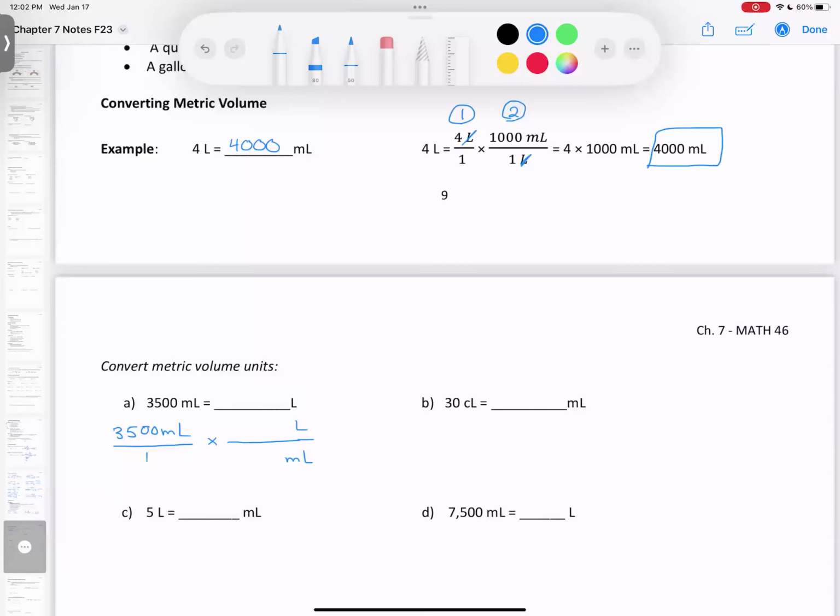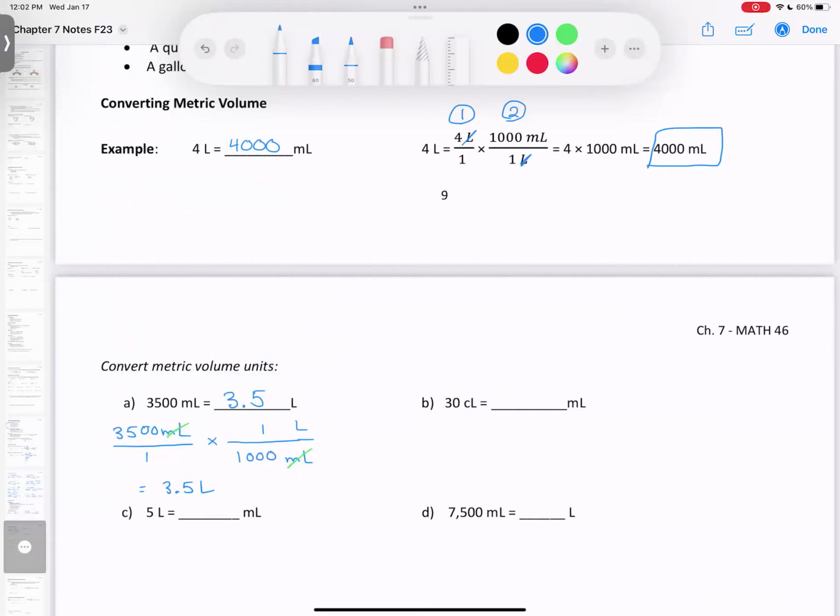And so if I look at the conversion factors page, this time we're looking under volume, and you'll see 1,000 milliliters equals 1 liter. So we've got 1 liter for every 1,000 milliliters. Our milliliters are going to cancel here. And so our answer then is going to be 3,500 divided by 1,000. And feel free to use your calculator on these. That will leave us with 3.5 liters. So our answer here then is 3.5.